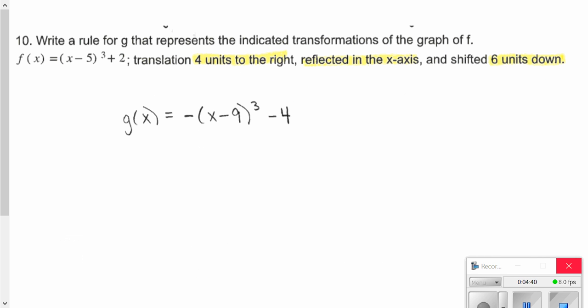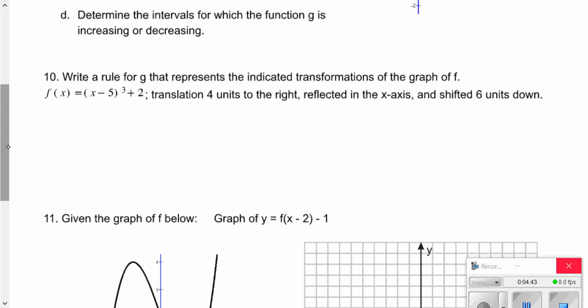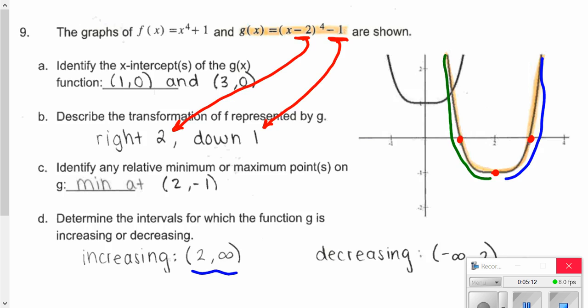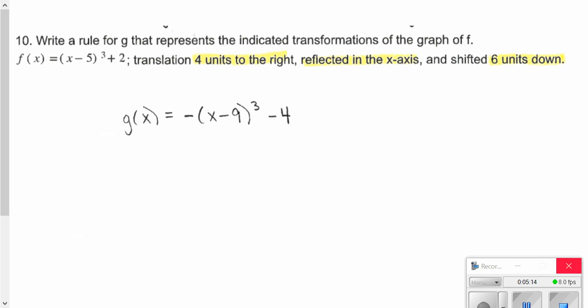Okay, so question 10. I should look at the actual question first. Question 10 says, write a rule for g that indicates the indicated transformation. So I know when I go 4 units to the right, I need to subtract 4 from my x. I'm reflecting over the x-axis, so that's going to flip things over. I'm going to come back to that in a second. So I'm going to multiply by -1. And then the shifting 6 units down, I want to have the whole function of like a -6. So if you take a look at the answers here, you might say, well, where's my 6? Well, you're starting with all this other stuff, right? So that has to come into play too.